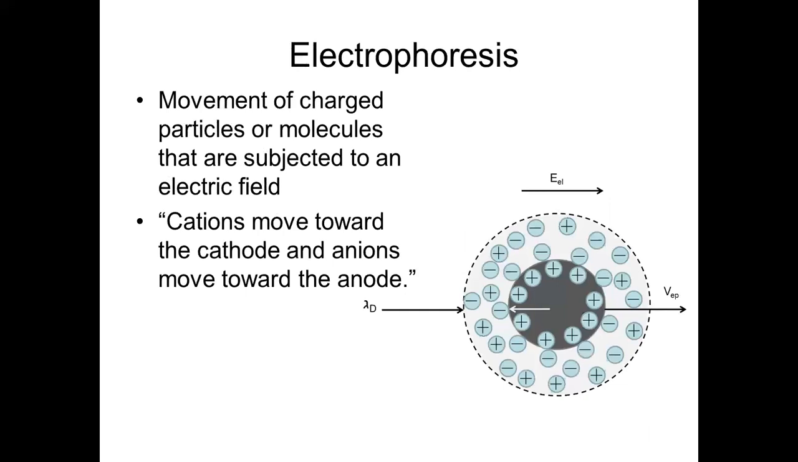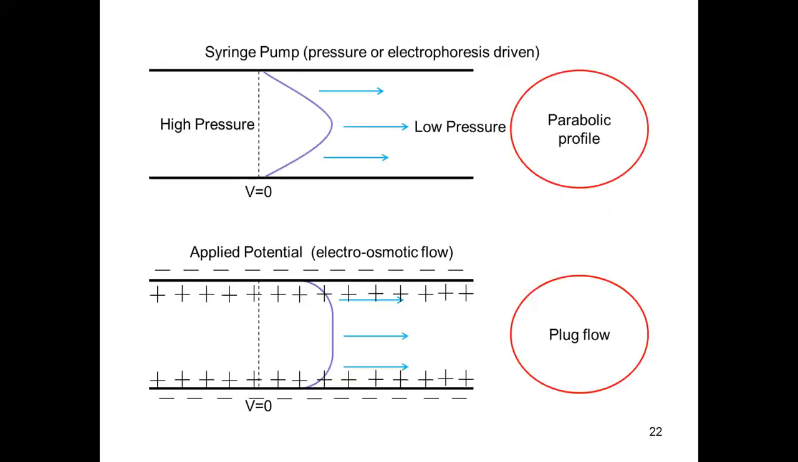We also have electrophoresis. This is the movement of charged particles or molecules that are subjected to an electric field. Cations move towards the cathode and anions move towards the anode, and it's shown that way there. Basically, it looks quite a bit like syringe pump flow. And we can't really use syringe pump flow, the mechanical flow, in a microfluidic device because it doesn't work that well; the pressure necessary is just tremendous.